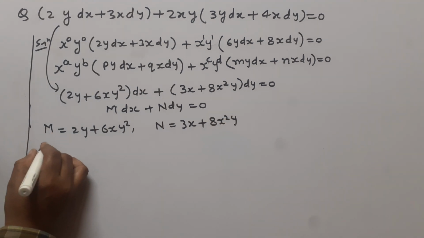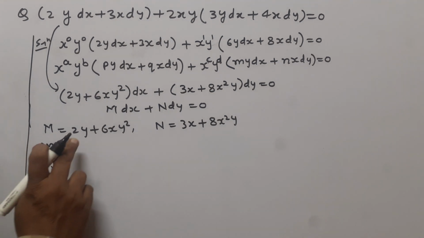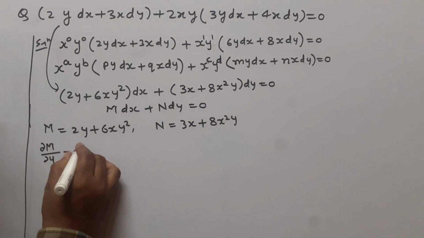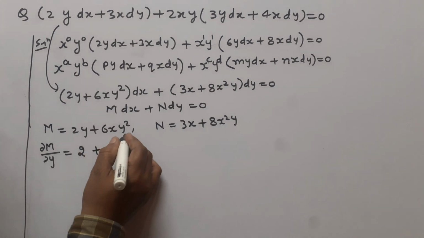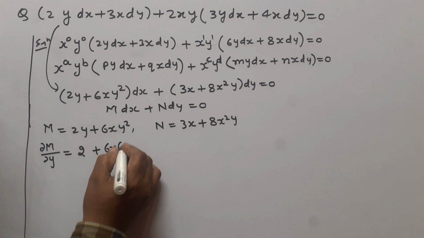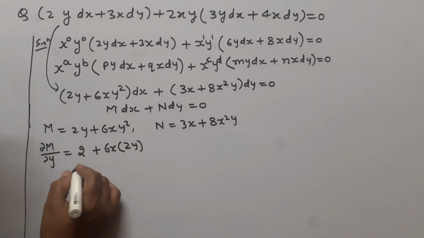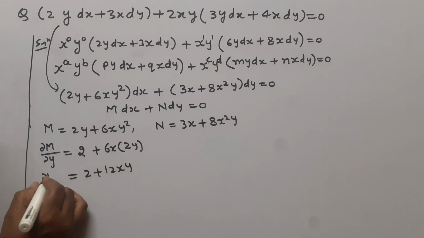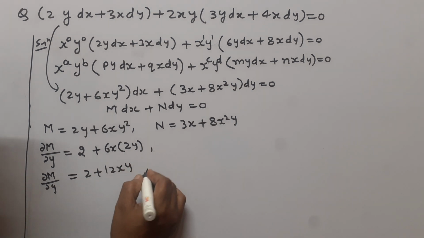Now we differentiate M partially with respect to y. Differentiation of 2y with respect to y partially gives 2, and differentiation of y is 1. Here, when we differentiate 6xy², 6x is constant and differentiation of y² with respect to y is 2y. So this becomes 2 plus 12xy. We can see here that ∂M/∂y equals 2 plus 12xy.